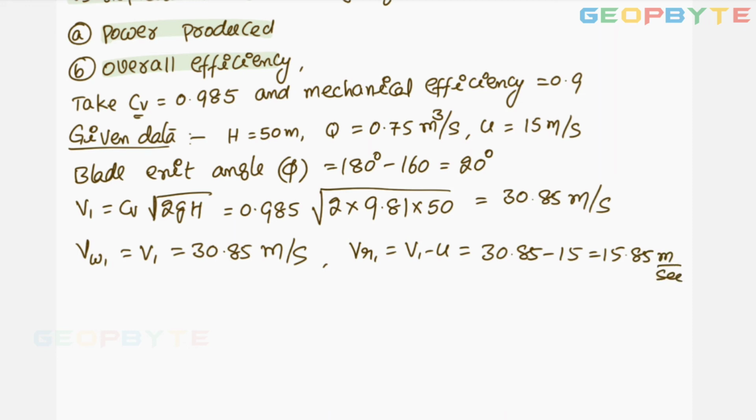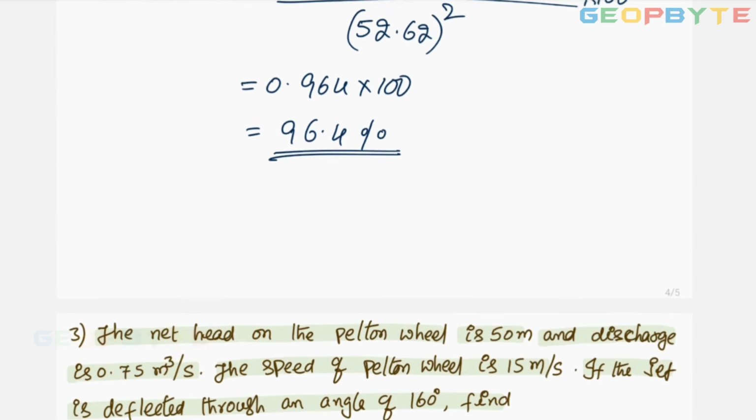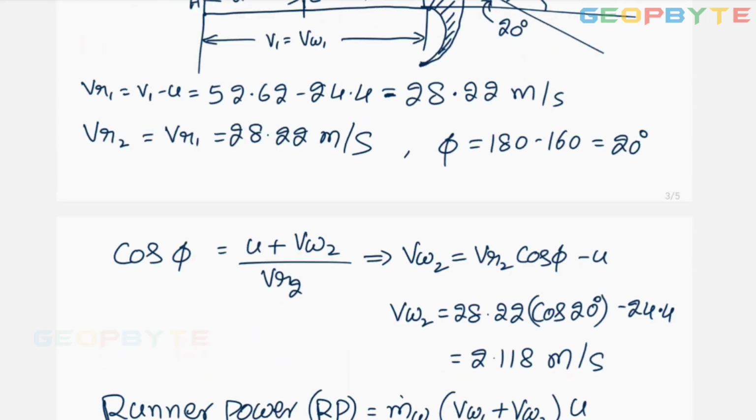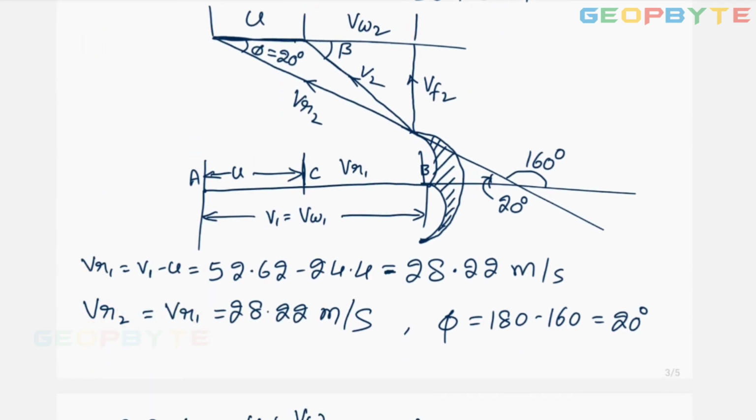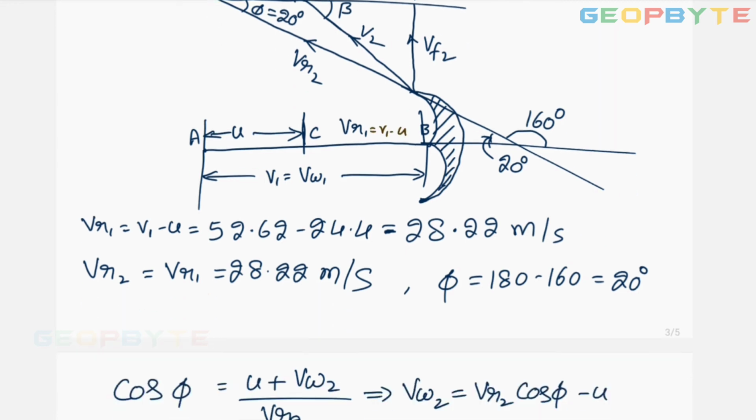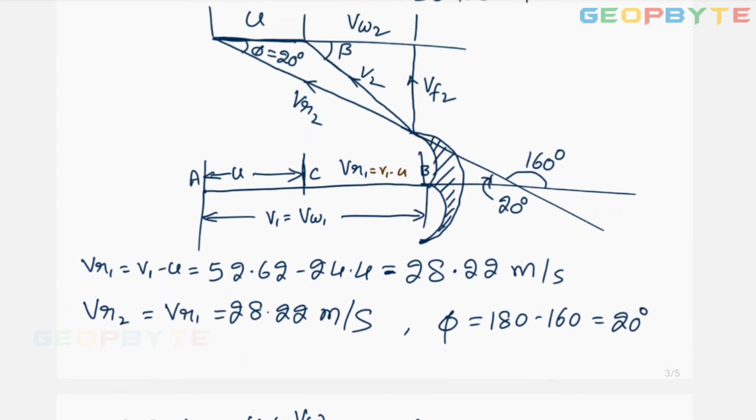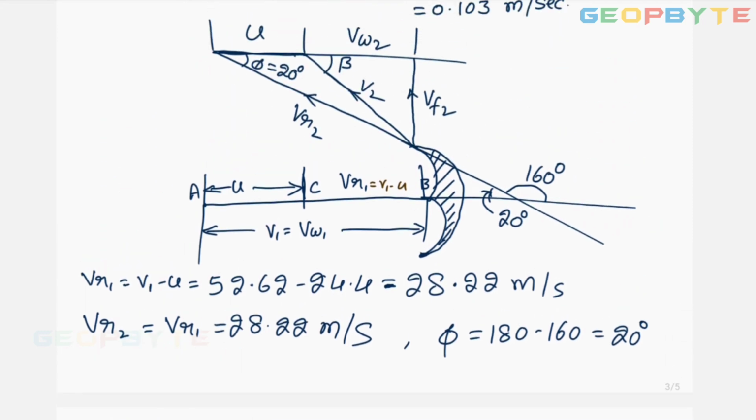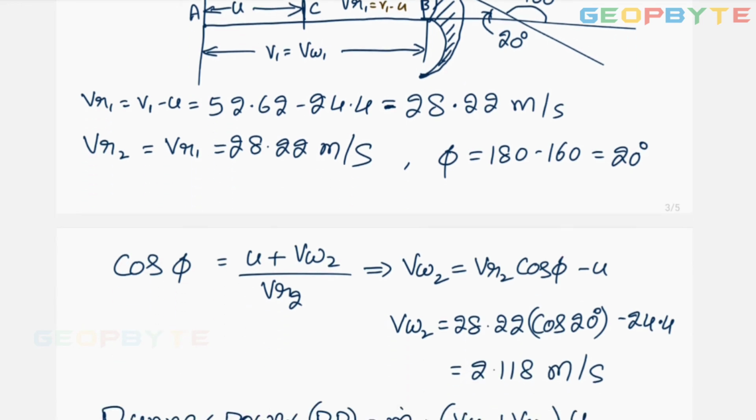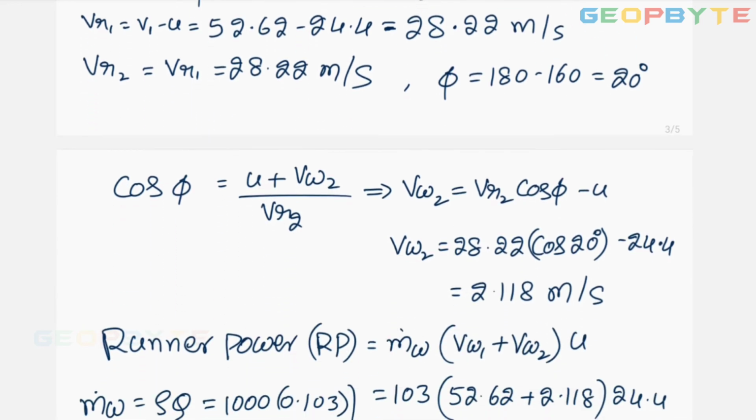This part I have taken from the previous problem. Otherwise, let us go back to this one. Look at the diagram. VR1 equal to what? This VR1 equal to V1 minus U only. And here VR2 equal to VR1, since the K is not given. Then let us find the VW2. So from this, VW2 equal to what? VR2 cos phi minus U.